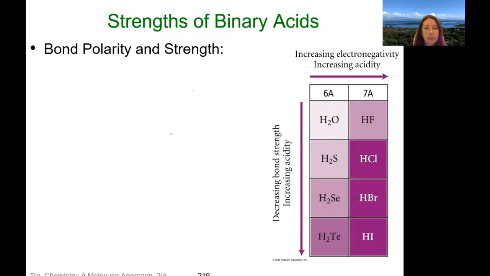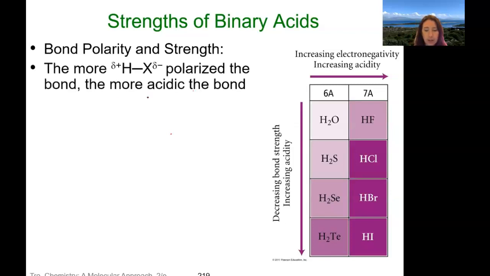So if it's a binary acid, it's really going to be polarity and bond strength. That's what's going to make the biggest difference. So the more polarized the bond, the more acidic the bond is. Because the more polarized it is, the easier it is to pull it off.